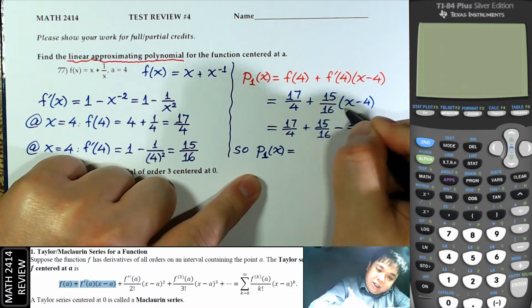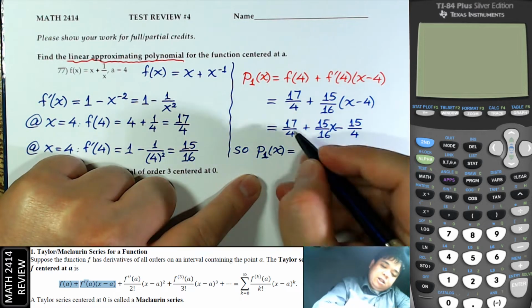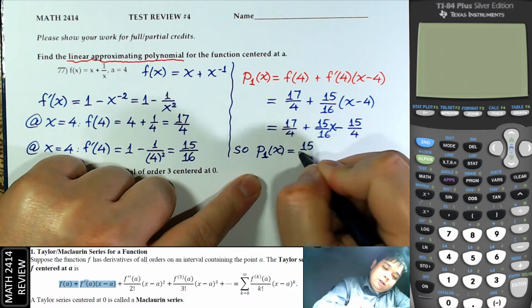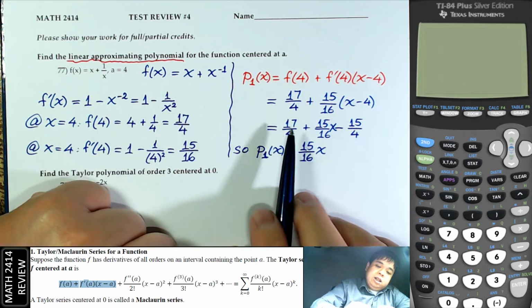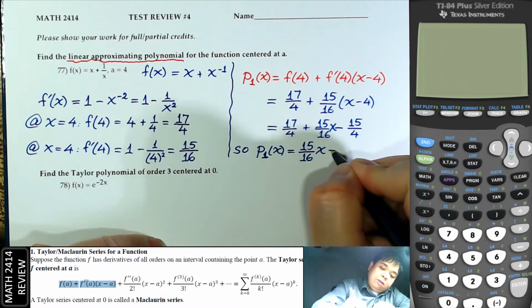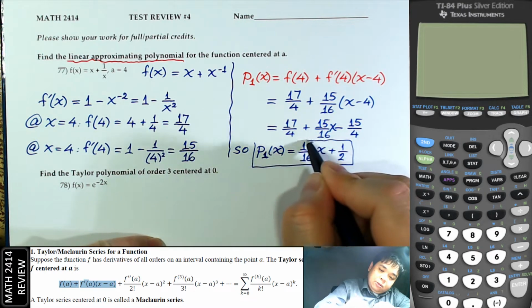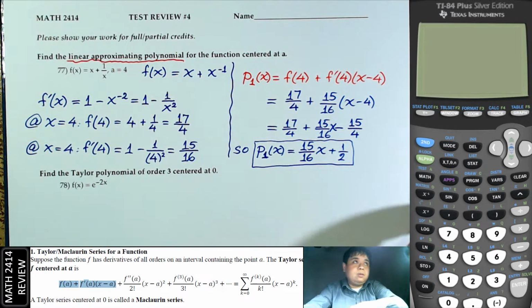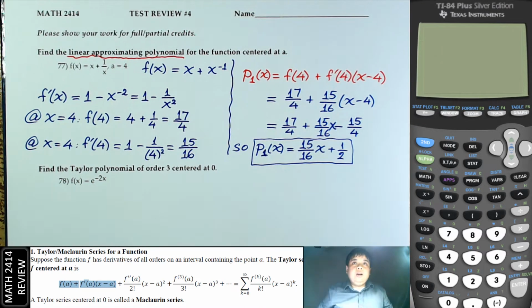I forgot an x here, right? 15 over 16 x. Again, 17 over 4 minus 15 over 4 is 2 over 4, which is 1/2. Right, so that is that.